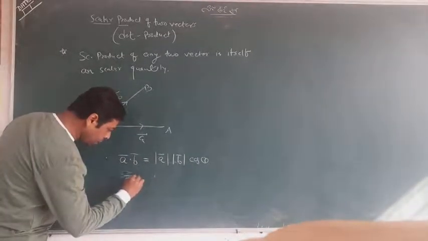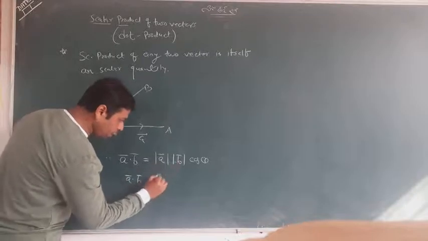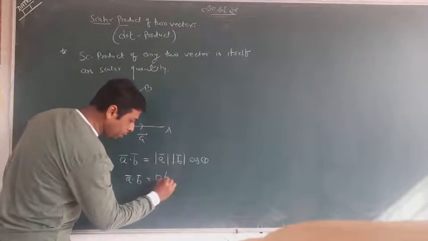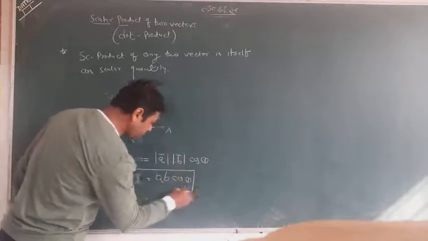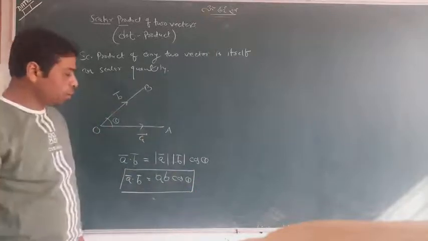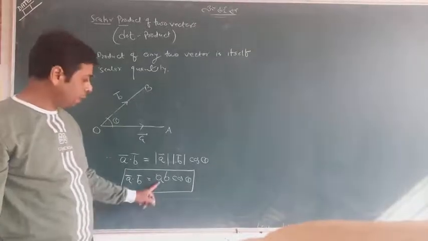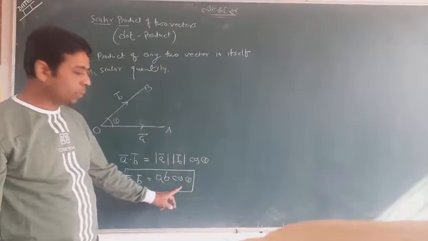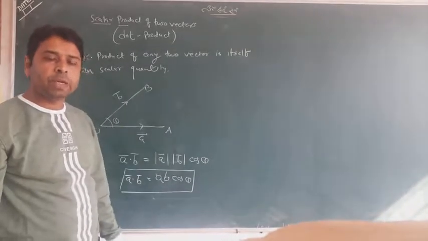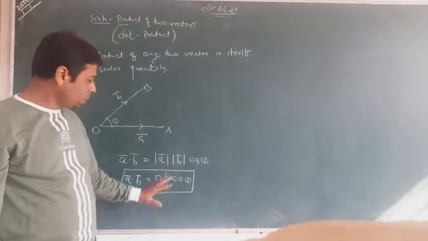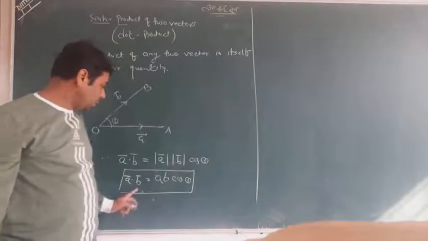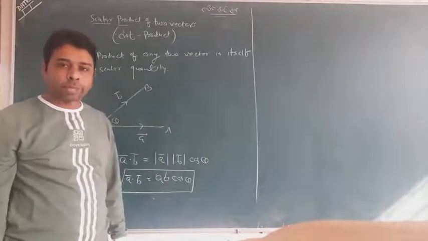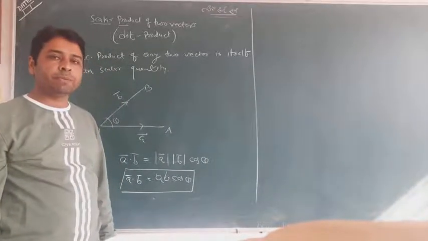Lastly I would say A dot B equal to mod A, which is only A, mod B, which is only B, and this is only cos theta. So the definition is A dot B equal to AB cos theta, where A is the mod of A, B is the mod of B, and theta is the angle between A and B. So this is a very simple formula. Now keep it in mind, because on the basis of this we have lots of next concepts. So one by one I will tell you all.